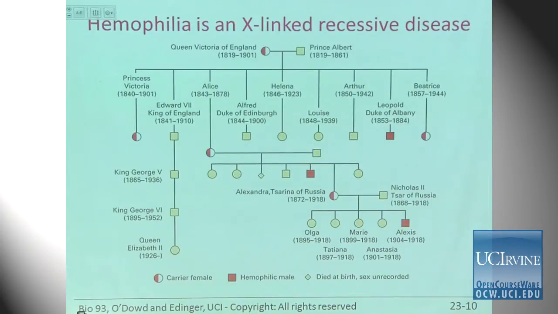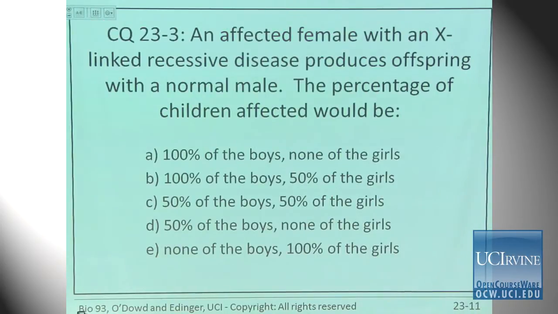Okay, so hemophilia is a classic X-linked recessive disease that you might have heard about. Queen Victoria was a carrier for hemophilia, and she passed the allele on to a lot of her daughters, who were carriers. Some of these went on to have children with other European nobles, Russian nobles, and all of the males in this pedigree are the ones who are affected. The females are carriers, they don't have hemophilia, which is a disease where your blood does not clot properly. So females carry it, males tend to be affected.